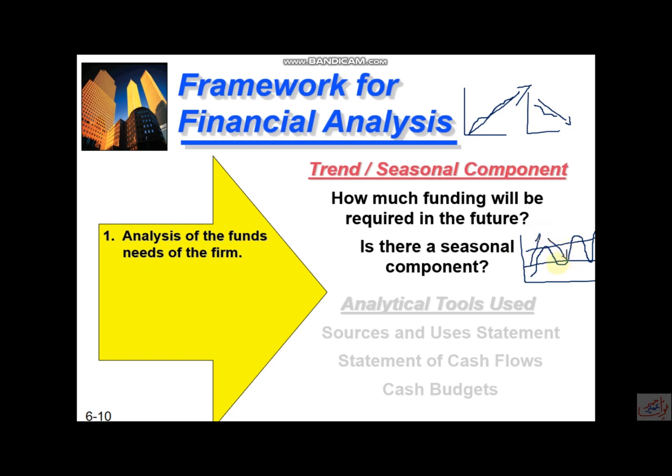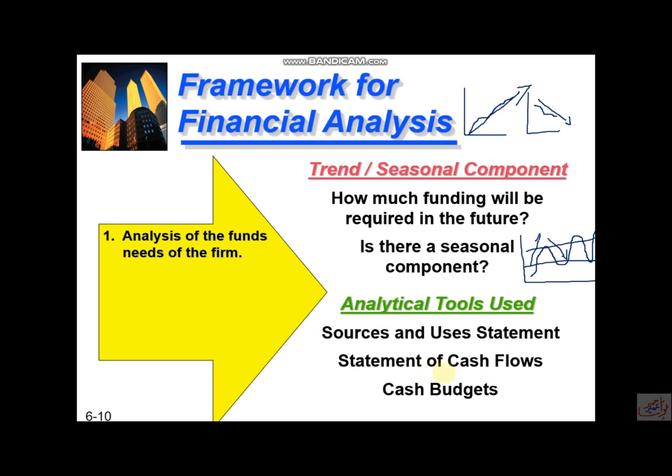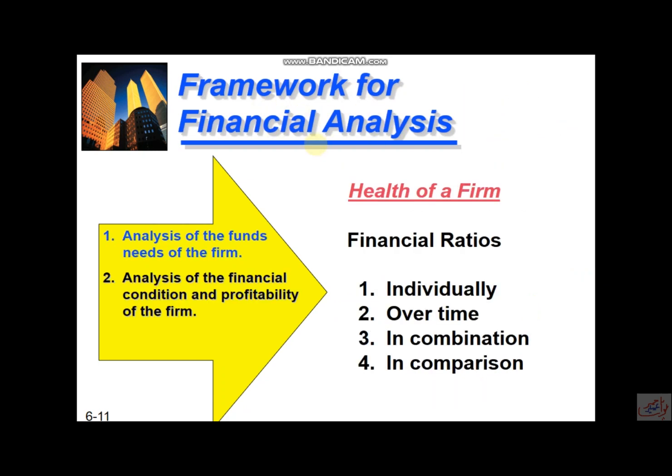Seasonal businesses, like beverages, Pepsi Cola and Coca Cola, are seasonal businesses. The trend of these businesses is high in summers, while in winters the sales and all such things are low. So these are seasonal businesses. Okay, so analytical tools use sources and uses statements, statement of cash flow, cash budgets. These are different analytical tools which are used to find out the framework for financial analysis.